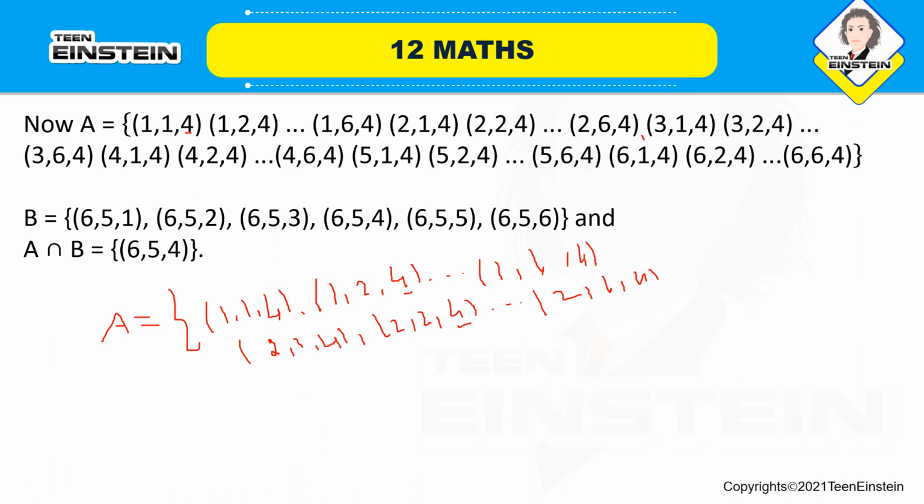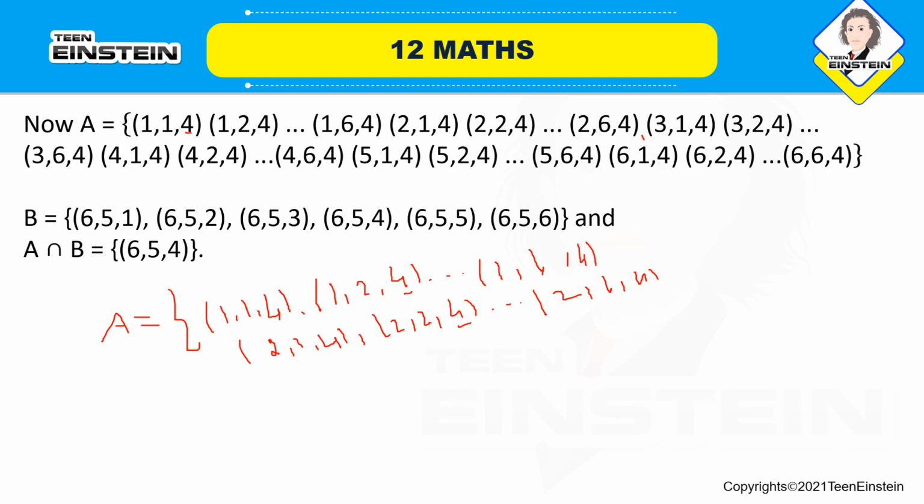What is A? A is getting 4 on the third throw. So this is the third throw. The third throw event I will write in the third place, right? So getting 4 on the third throw, we can fix this number as 4. Okay, this will not be changed.